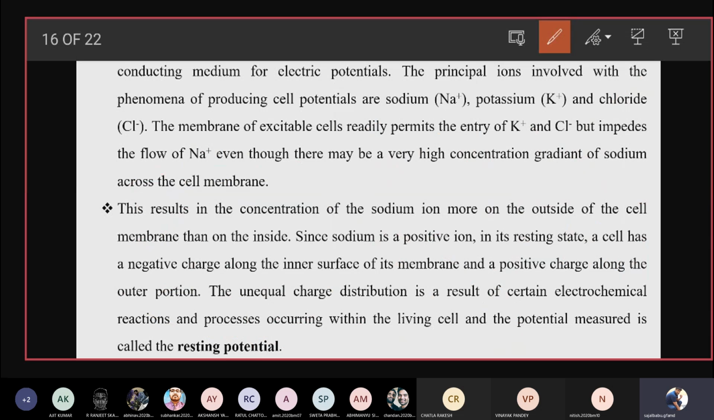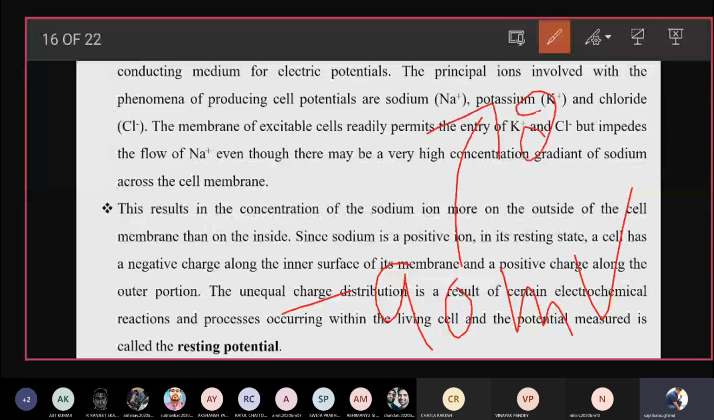Okay, but what happens next? Whenever the cell gets excited, the depolarization process will get started. So what happens in the depolarization? Because of the chemical reactions, the potential is going to increase from 90 millivolts, and it is going to reach plus 20 millivolts. Initially it is minus 90 millivolts. Now this potential is going to reach plus 20 millivolts. Whenever this potential reaches plus 20 millivolts, this is known as the action potential.